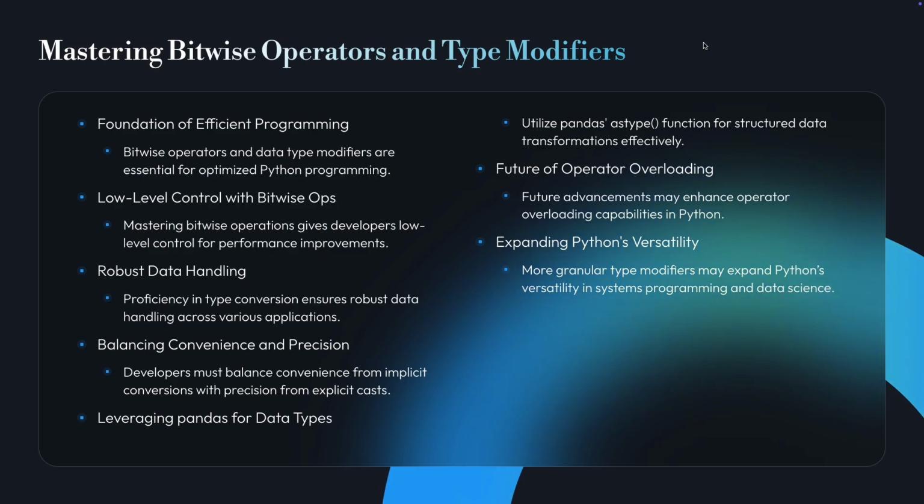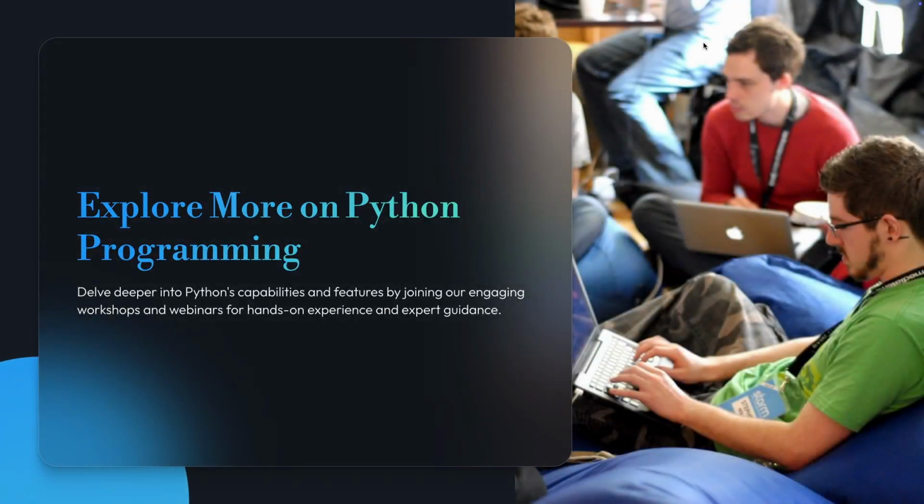So, to sum it all up for you, the learner, hopefully you now have a much clearer picture of how these bitwise operators work their magic down at the binary level, offering those efficiencies in memory and speed. Yeah, in areas like graphics, networking, that sort of thing. Exactly. And we've also explored how Python's dynamic typing and its data type modifiers give you flexibility, but also require some careful thought about performance and potential errors.